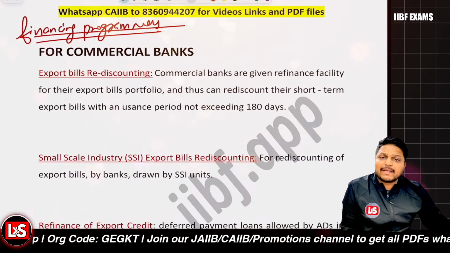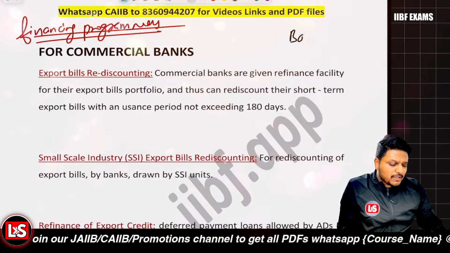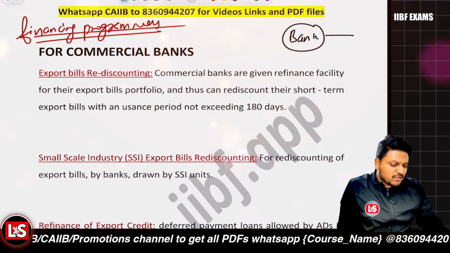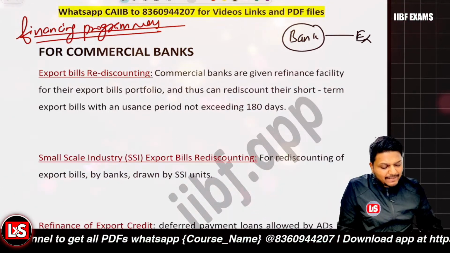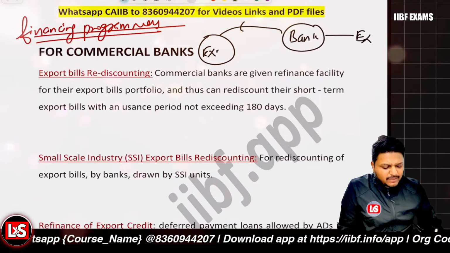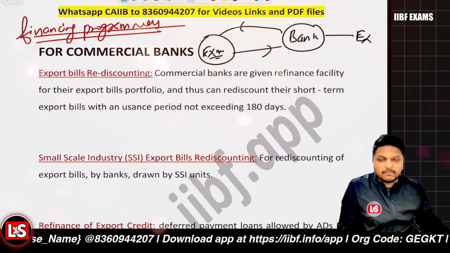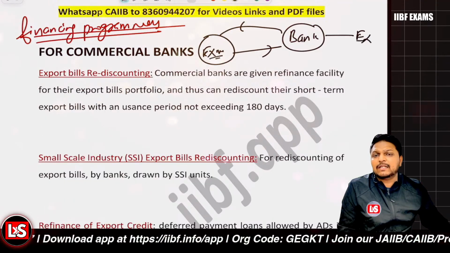So first one, it's about the export bill rediscounting. Now, what is rediscounting? The bank has already discounted the export bill and provided the finance to the exporter. Now, the bill is basically assigned to the bank. Now, the bank will be reassigning it to the Exim Bank and will be taking a refinance facility from the Exim Bank. So, in a way, the bank is going to free up its capital.